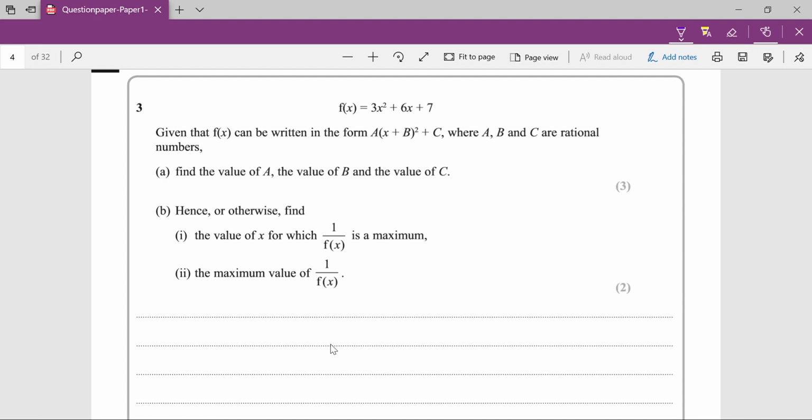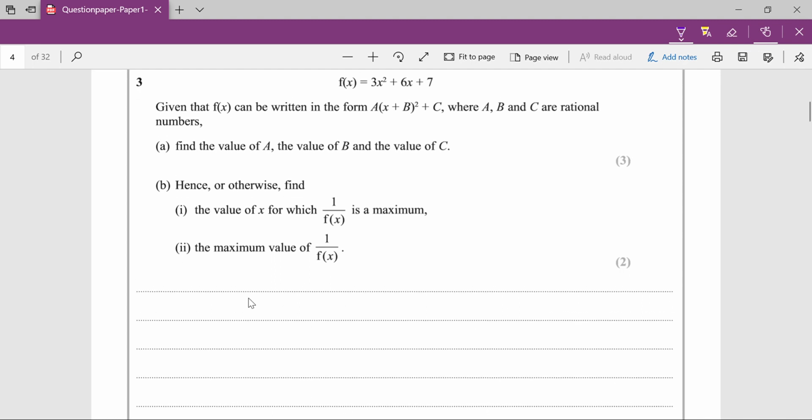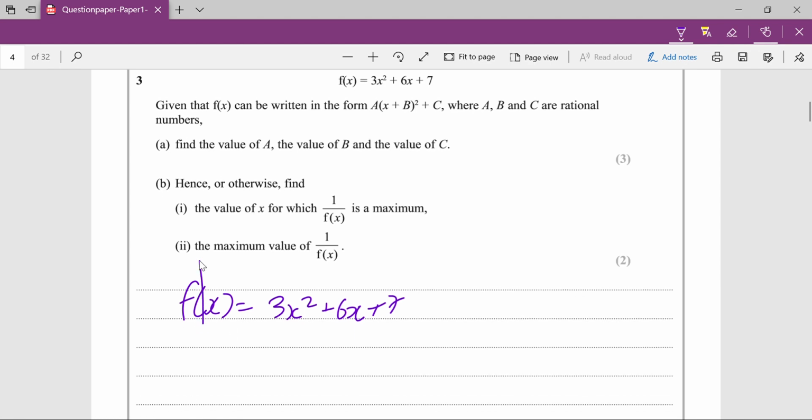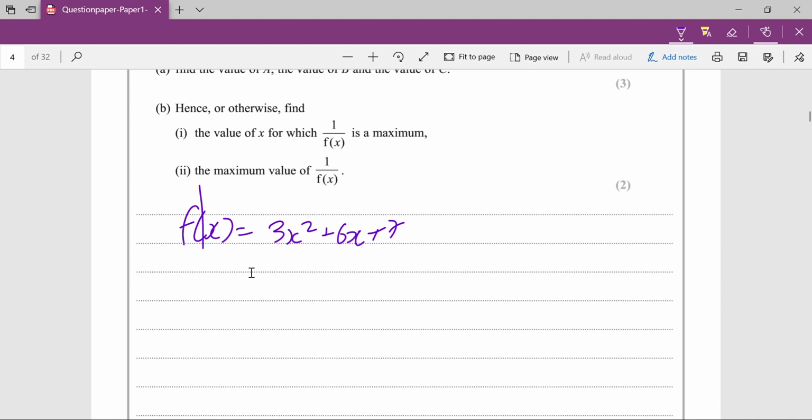Right, so we have f(x) is 3x squared plus 6x plus 7. And okay, so the first thing I'm going to do is factor out this 3. So it's 3 times x squared plus 2x plus 7 over 3.